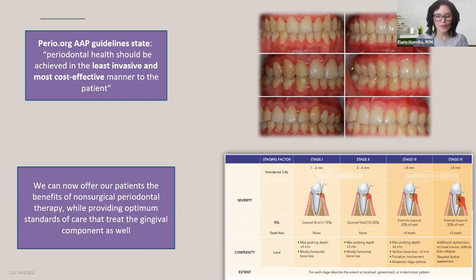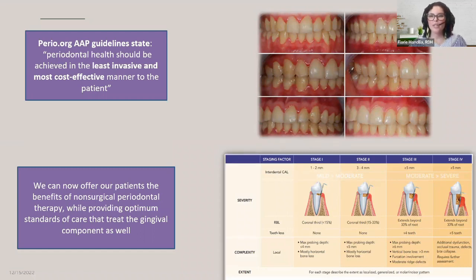So let's get into a little bit more of the soft tissue components. Half of our population has some form of perio disease. With the AAP and their new guidelines, periodontal health should be achieved in the least invasive and most cost-effective manner for the patient. Now with laser use, we're able to treat both components, like I described earlier, the hard tissue component as well as the soft tissue component. With that, we're able to provide the optimum standards of care for our patients.